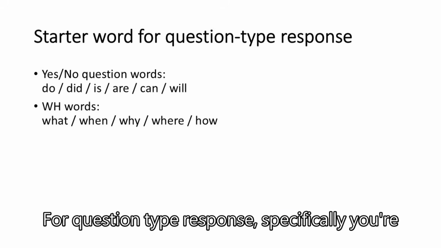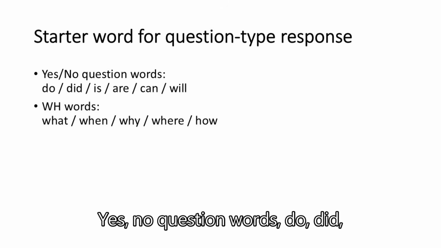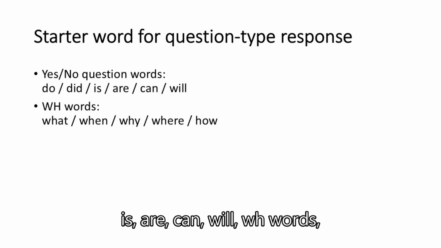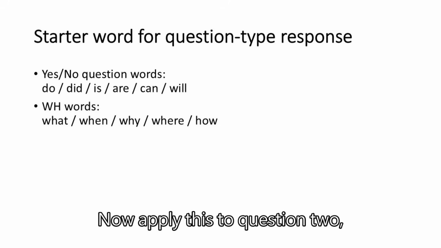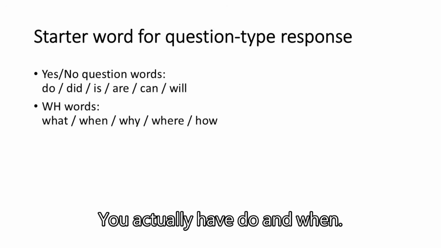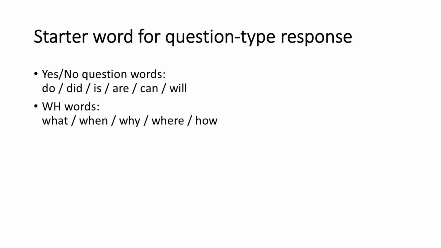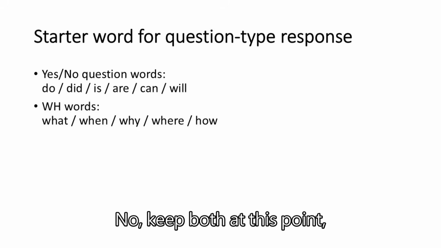For question type responses, specifically, you're looking for 2 types of starters. Yes, no question words: do, did, is, are, can, will. WH words: what, when, why, where, how. Now apply this to question 2, possible starters. You actually have do and when. Can you eliminate one immediately? No. Keep both at this point.